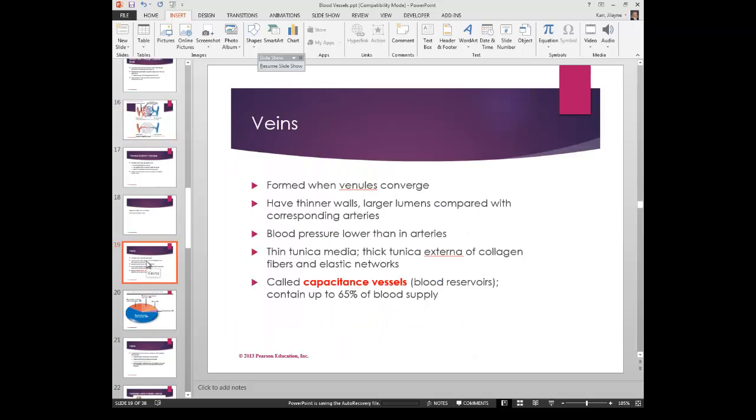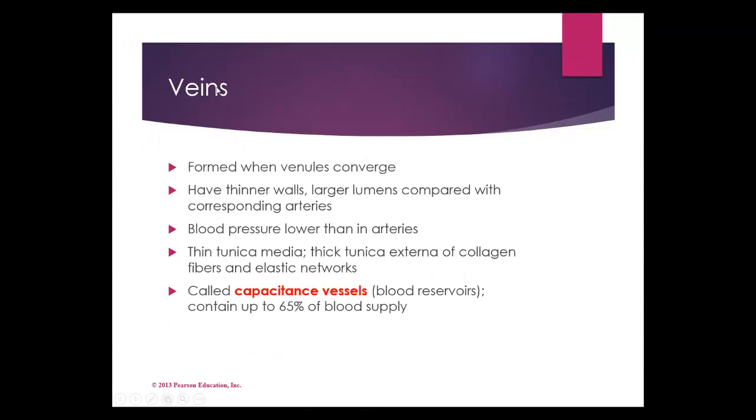So looking at veins then, once we leave the venules, that blood enters the veins. And veins, like we said, have larger lumens, thinner, less muscular walls. So thinner walls, larger lumens, and a much lower blood pressure because of the thinner muscular wall. There's not much blood pressure. These are, again, the capacitance vessels, which means they have a high capacity to hold blood. So we call them the blood reservoirs.